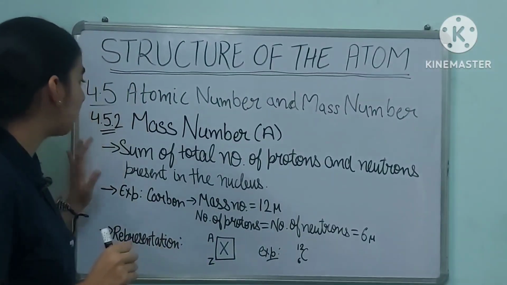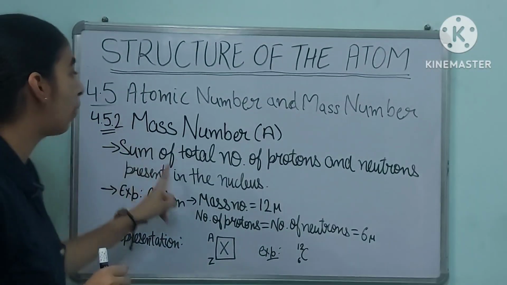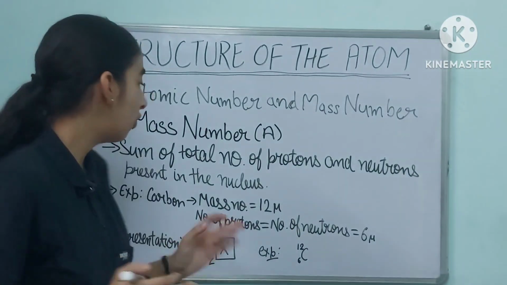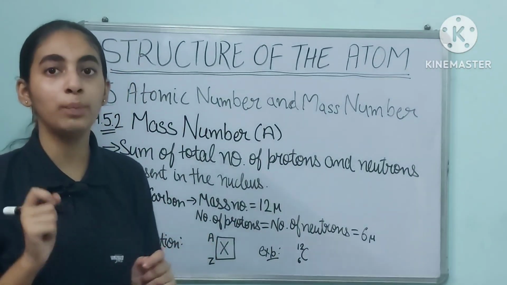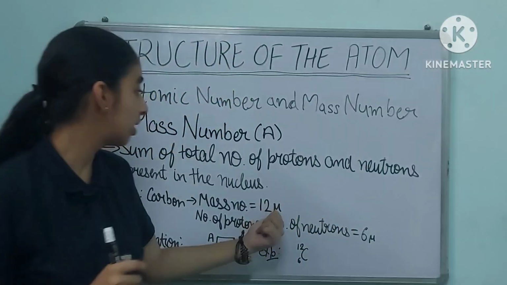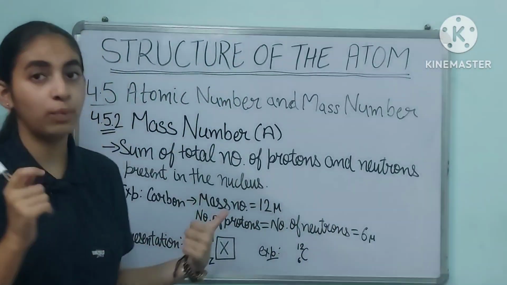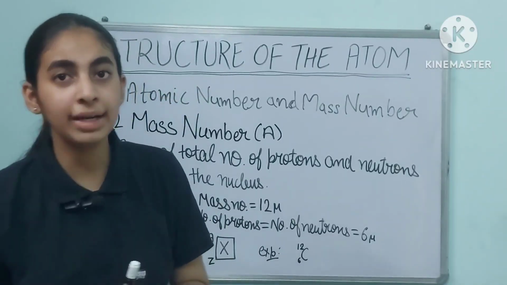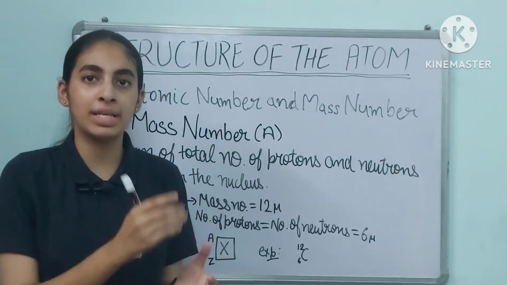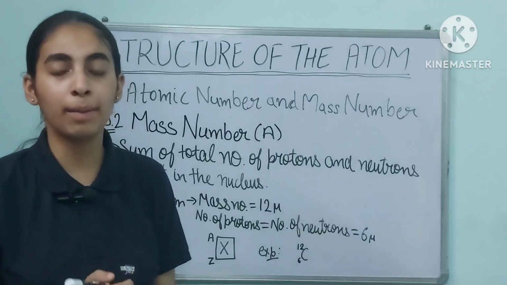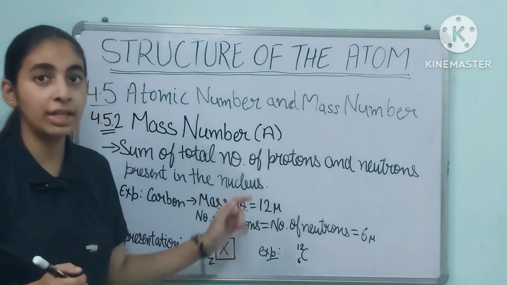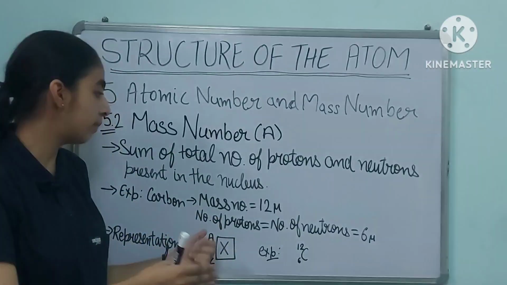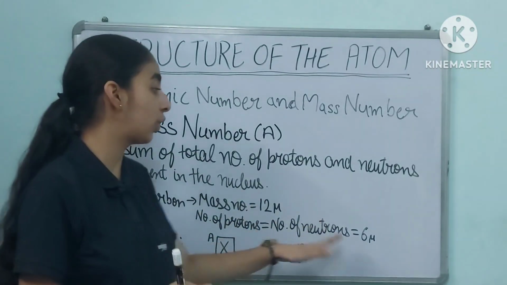So this is the definition of mass number. It is the sum of the total number of protons and neutrons present in the nucleus. And how to calculate it? For example, carbon mass number is 12 u, where u is the unit we use for mass number. How many protons are present in carbon? That is 6, and similarly neutrons are also present in the nucleus, 6 in carbon. So by adding the number of protons and neutrons, we get the mass number, that is 12 u. Maybe in some other atoms, the number of protons can be different, the number of neutrons can be different.